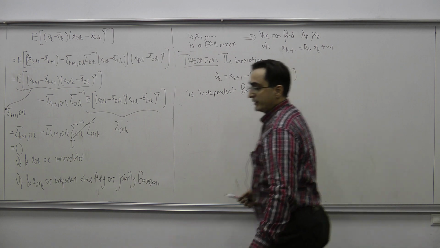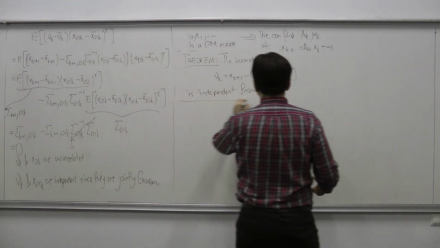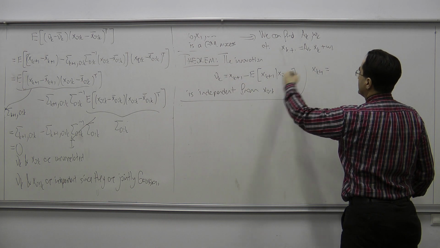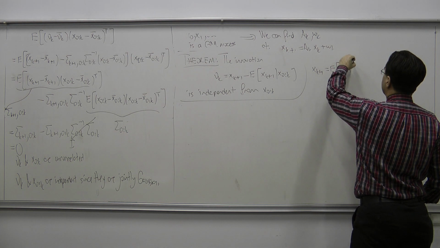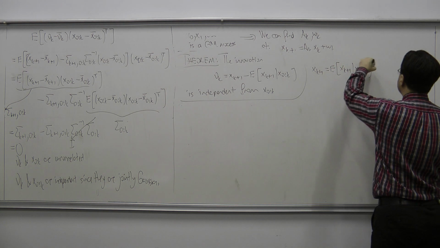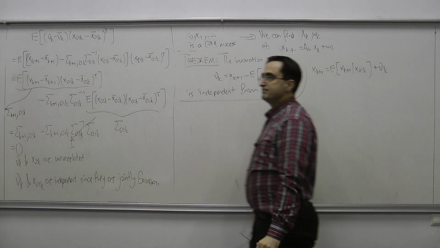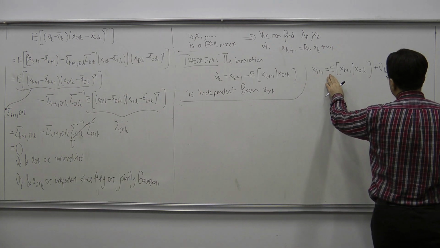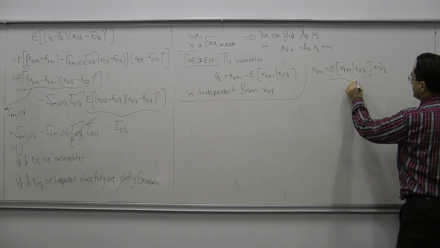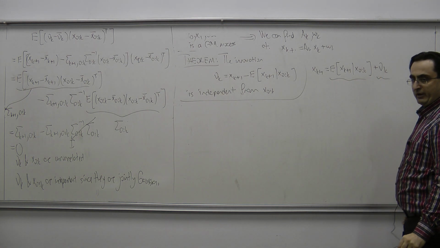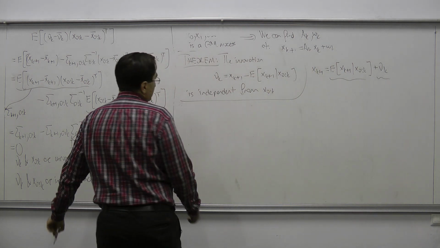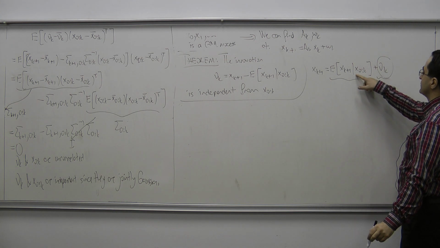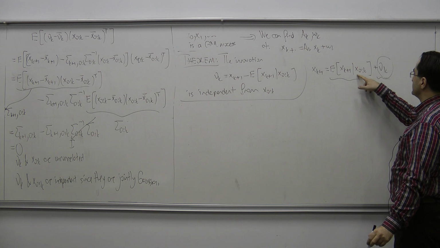So here I see the following. I have the innovation defined like this. So that means that xk plus 1 is nothing but the expected value of xk plus 1 given x0k, plus the innovation nu k. Okay? So you see that xk plus 1 is composed of two parts. The part related with the past and the new part, the innovation part. And we have seen that this is actually independent from the past. Nu k is independent from the past.